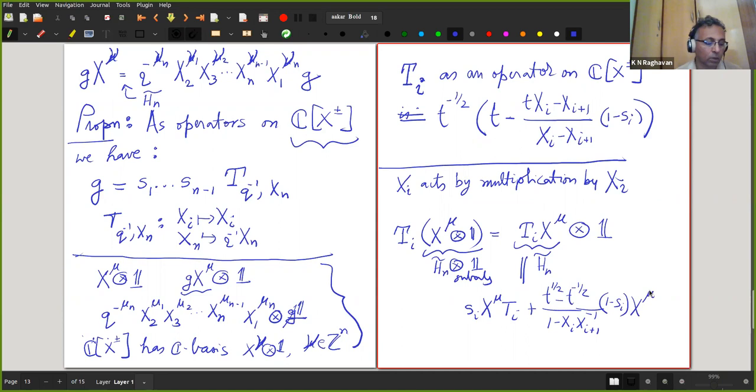So you can sort of see where this is coming from. This Ti you can pass to this side. There is no need to pass anything here. So this is some x mu, an element of this itself, so this will stay on this side, tensor one. But this Ti you can pass to the other side, and I'll get a t to the 1/2. And then it's a small matter of writing this out, which will give you this. I had planned to do this, but since I'm running out of time, I will leave that as an exercise.